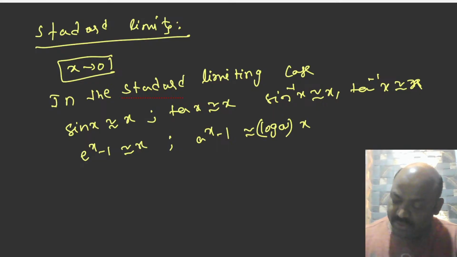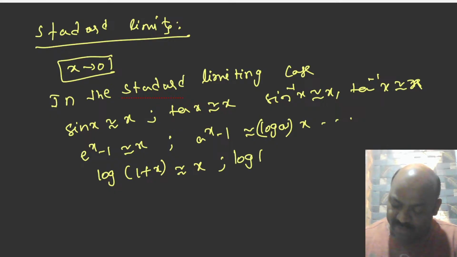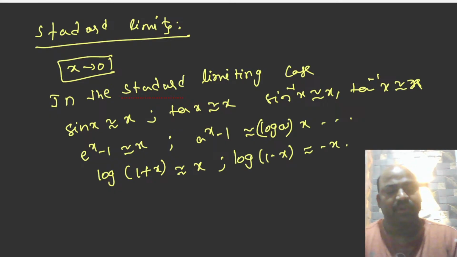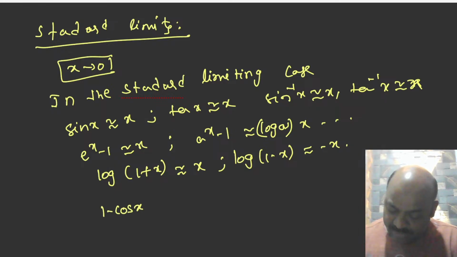Right? So like that, you have a few more. Log of 1 plus x is approximately equal to x. And log of 1 minus x is approximately equal to minus x. So in the standard limiting case, we will have this list. And 1 minus cos x is approximately equal to x square by 2. So this list you should have, my dear.